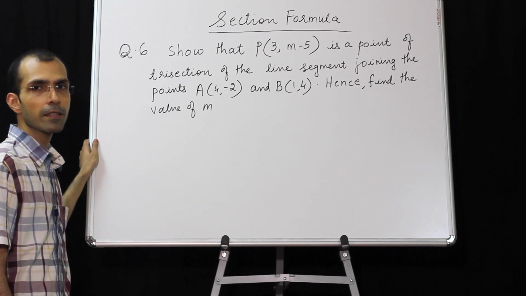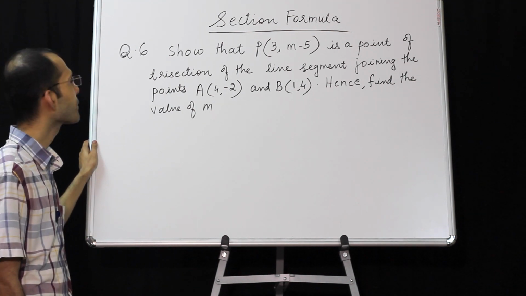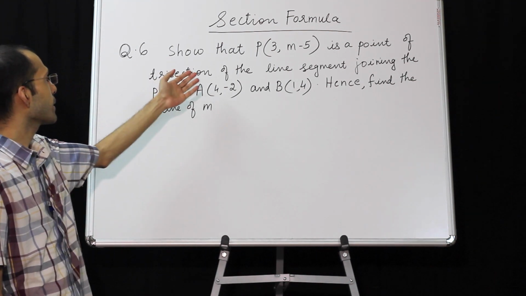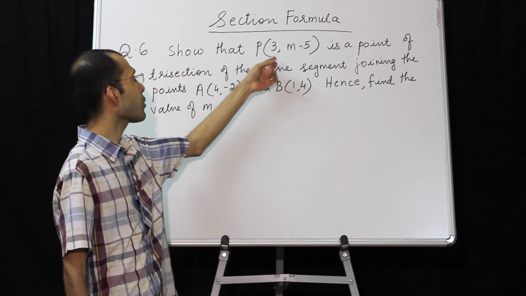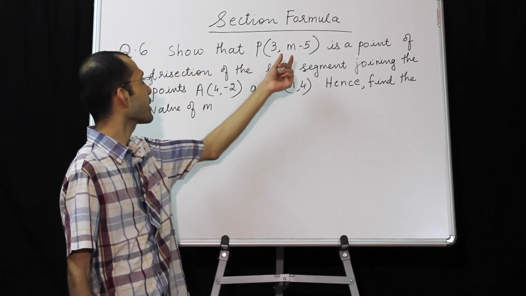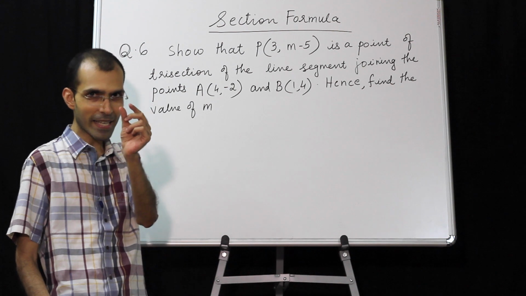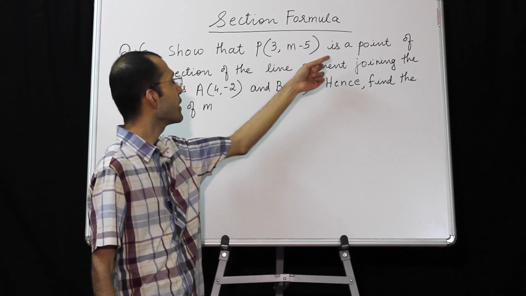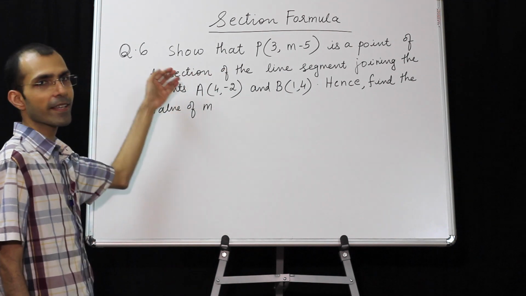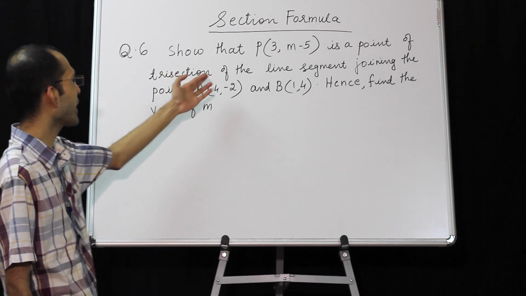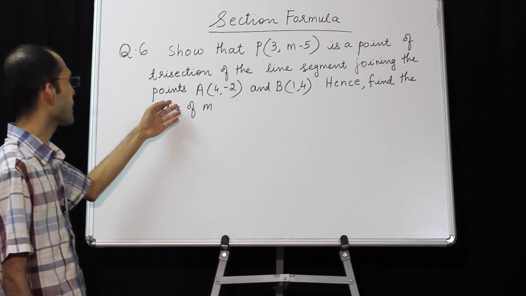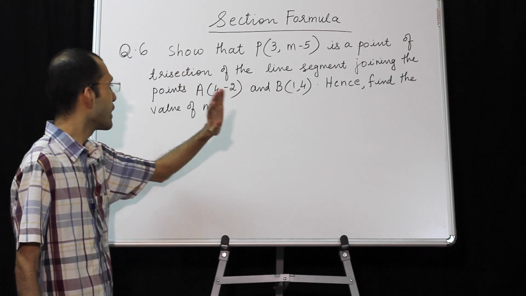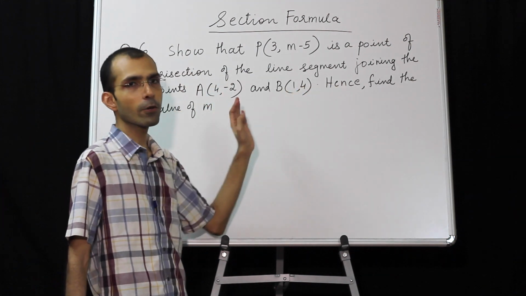Question 6 and the final question of this topic. Show that P(3, m minus 5) — so m minus 5 is a single entity, this is the x coordinate, this is the y coordinate — is a point of trisection of the line segment joining the points given. Hence find the value of m.